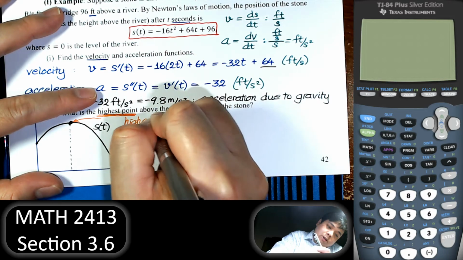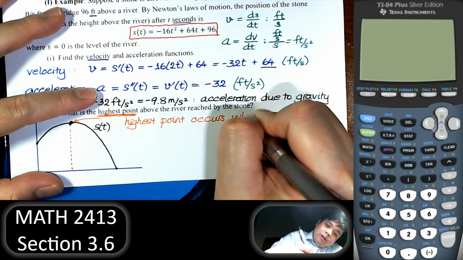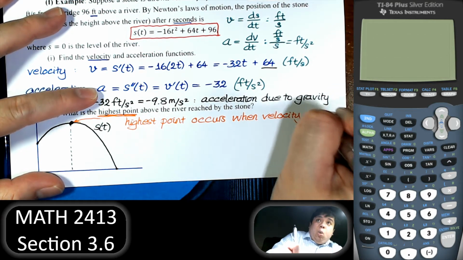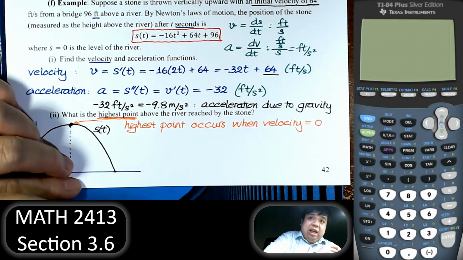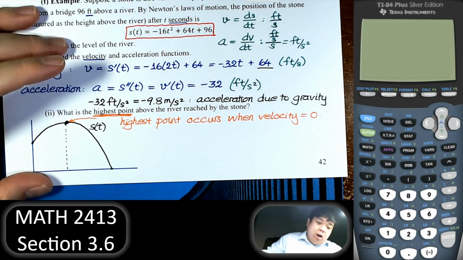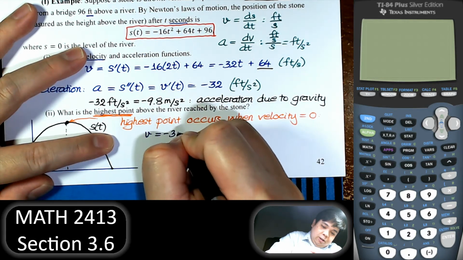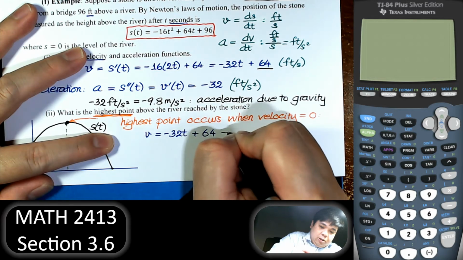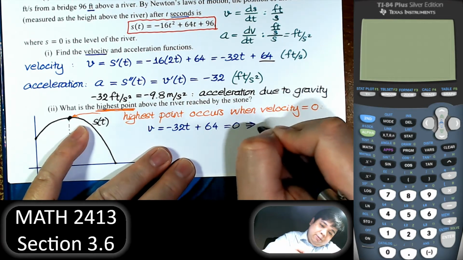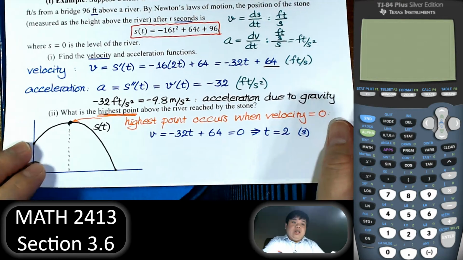So the highest point occurs when velocity equals 0, because that's where the stone is neither going up nor down, neither positive nor negative, so it must be 0. So velocity is equal to that. And we solve for that, we get t equal to 2, right? Because that will be seconds. So after 2 seconds, the stone will reach the apex.